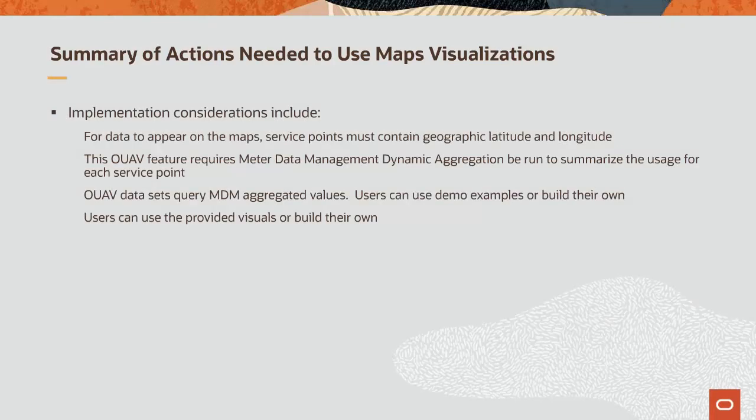Implementation considerations include: for data to appear on the maps, service points must contain geographic latitude and longitude. This feature requires metadata management dynamic aggregation to be run to summarize the usage for each service point. Datasets query MDM aggregated values. Users can use the provided values or build their own.